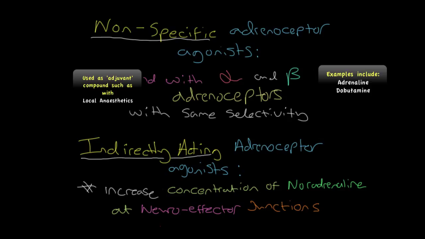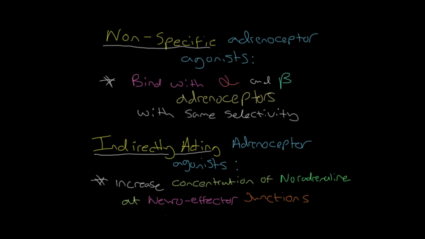A good example of this is adrenaline, but the type that is synthetically produced and is available in intravenous or intramuscular injections, such as the EpiPen, or combined with a local anaesthetic, such as bupivacaine.